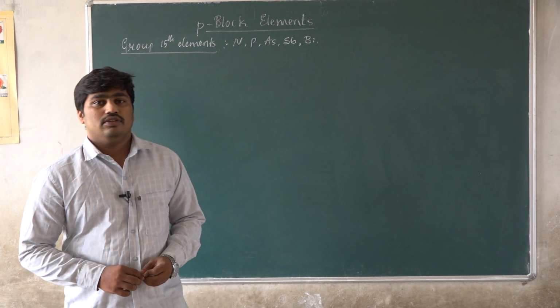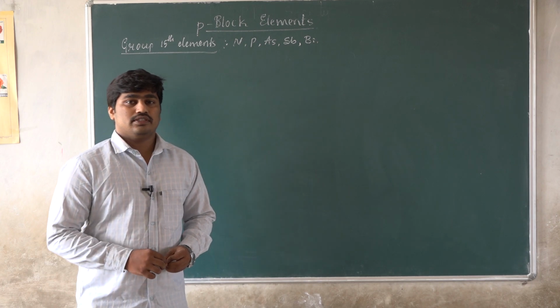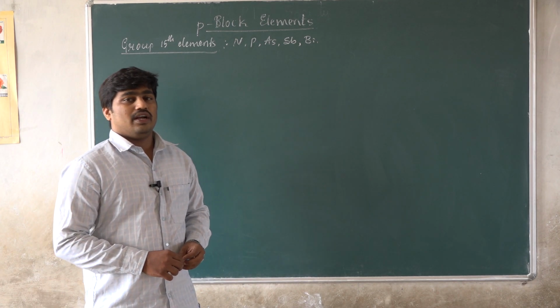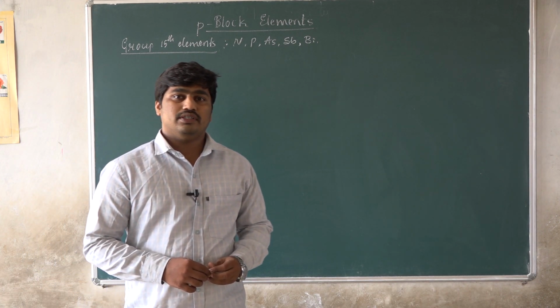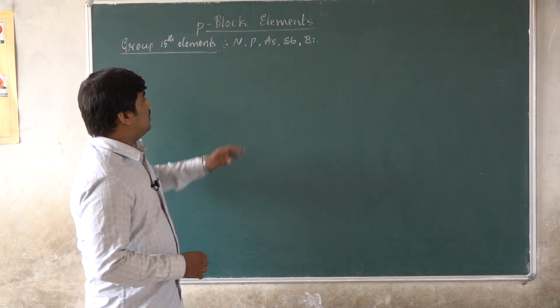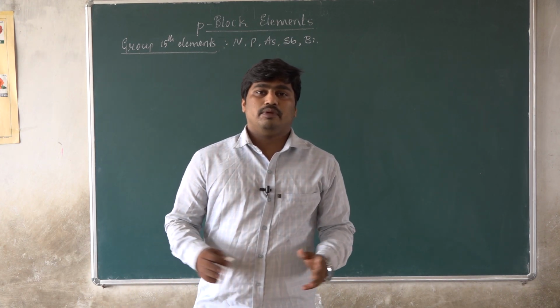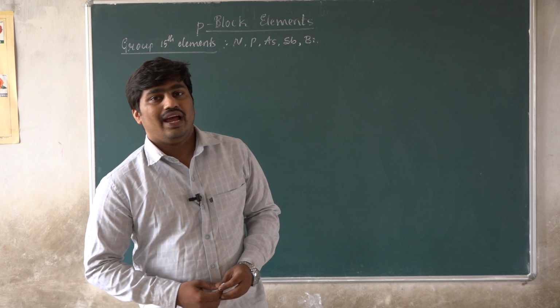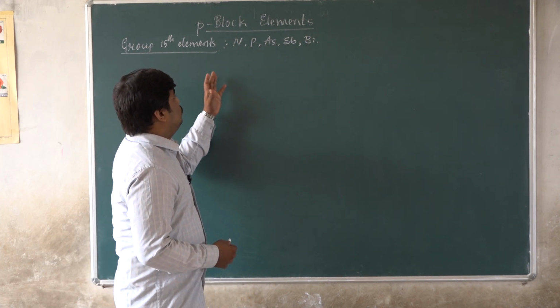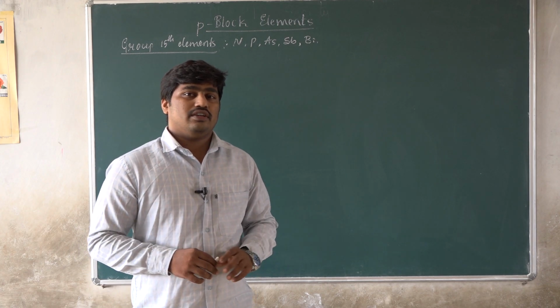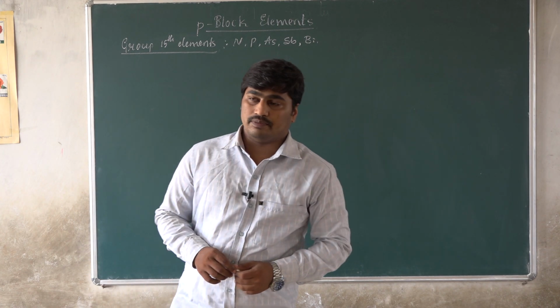In the previous session, we discussed the p block elements. Under the p block elements, we had a discussion over the 15th group elements. The 15th group contains nitrogen, phosphorus, arsenic, antimony, and bismuth. What are the properties of the 15th group elements and the uses of their compounds? All these things we discussed in the previous session.